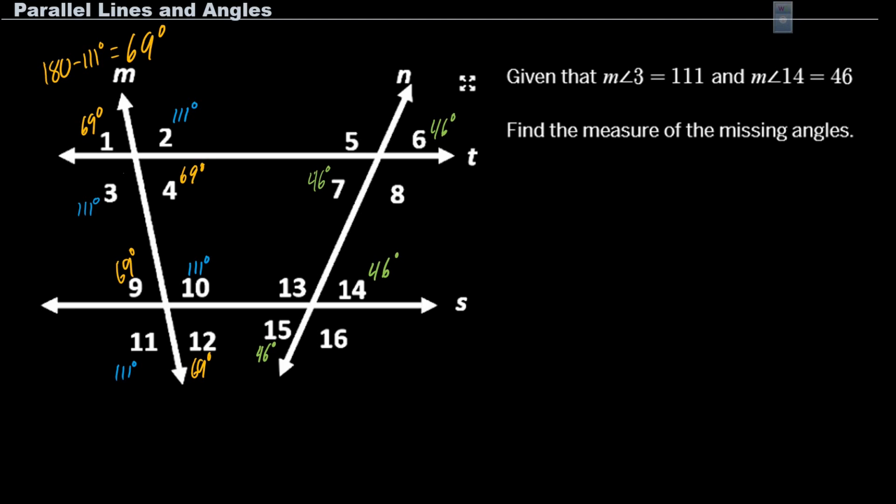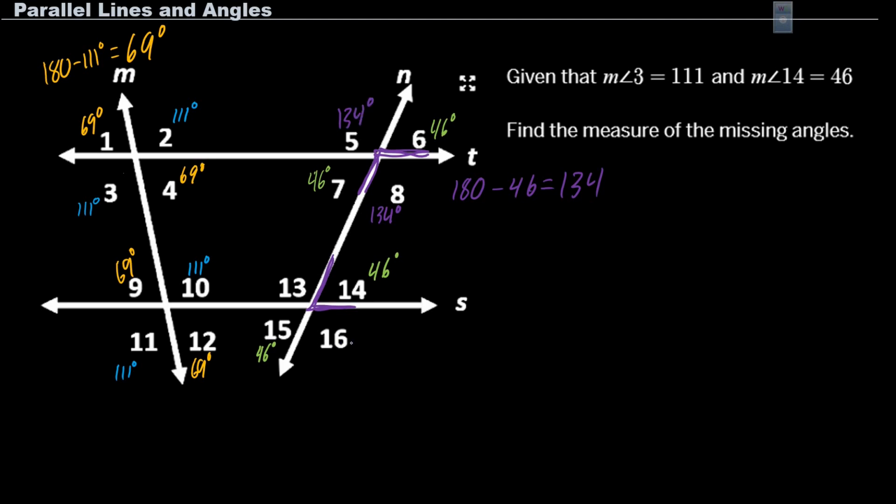As we look at the other side, we'll go from a different direction and not just rely on a linear pair, but we can see that angle 8 right here and angle 14 are considered to be same side interior because they are sandwiched between the parallel lines, and they are on the same side of the transversal that they're next to. So that means that angle 8 is equal to 180 minus 46, which is 134. And so because angle 5 is vertical with angle 8, it is also 134 degrees.